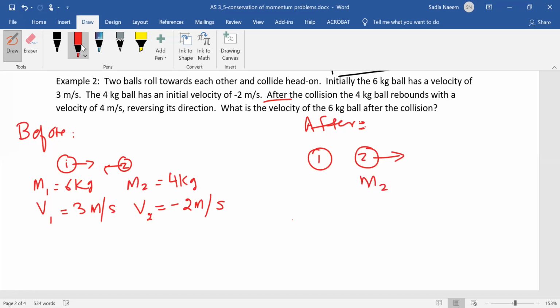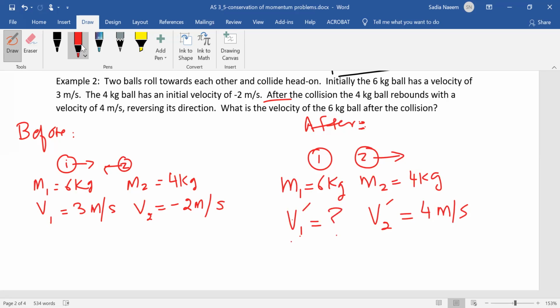That's still the same mass. You don't have to repeat this, but I'm just going to write it down because some people find that helpful. V2 prime is 4 meters per second. It's a positive 4, which means it rebounded to the right. And then it says, what is the velocity of the 6 kg? So M1, which is 6 kg, we are interested in calculating V1 prime.